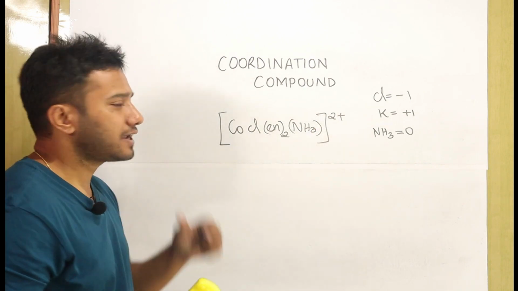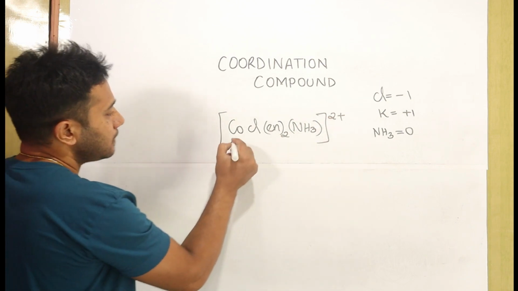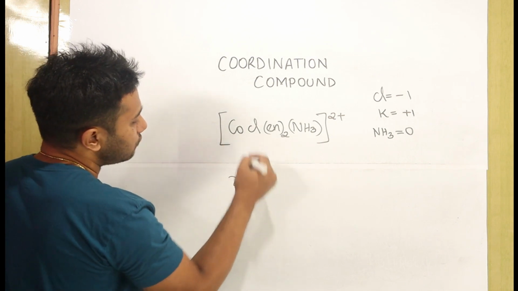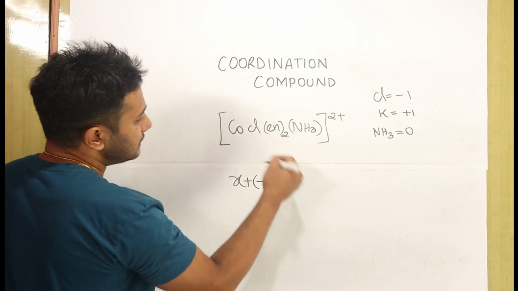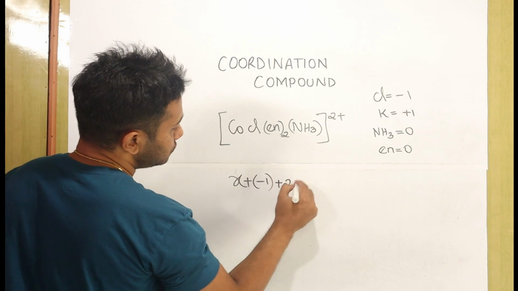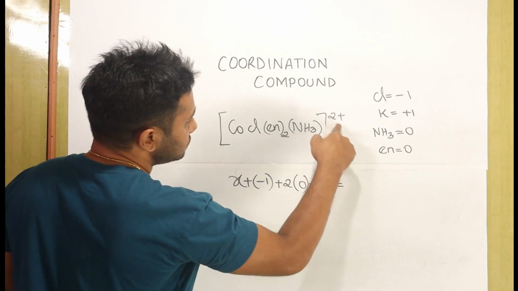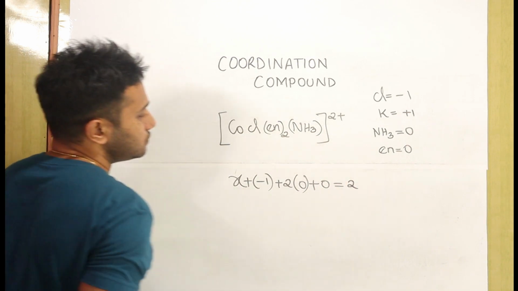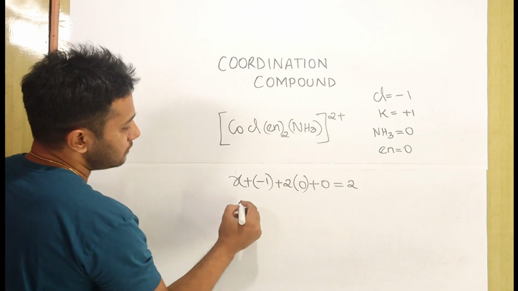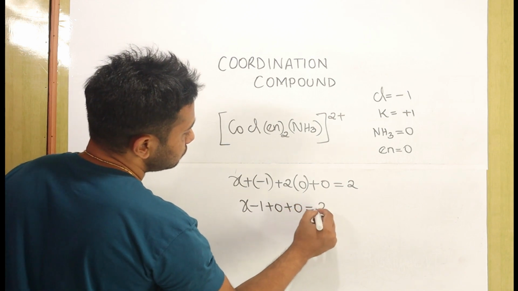Now again, this is a cationic complex, right? Positive sign out here, cationic complex. This is the metal ion, so I'll put it as X. Charge of chlorine is -1. En, ethylenediamine is 0, 2 into 0. Ammonia is also 0, equal to this one. After the equal to sign, we have 2. Whenever there is a charge out here, it goes after the equal to sign. So X -1 plus 0 plus 0 equals 2.